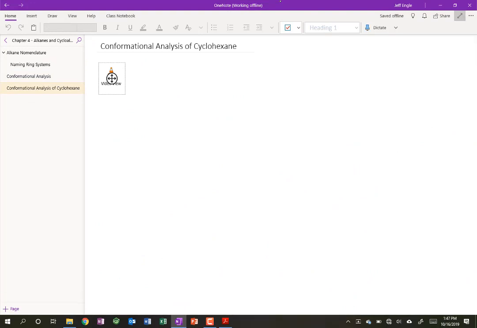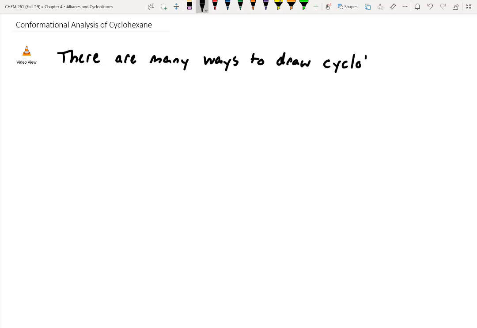But before we do this, I wanted to do a little bit of an overview. What we're going to talk about today is cyclohexane and doing conformational analysis with cyclohexane. So let's start off with this. There are many ways to draw cyclohexane. All right, so first way is bond line. All right, so bond line version of cyclohexane.